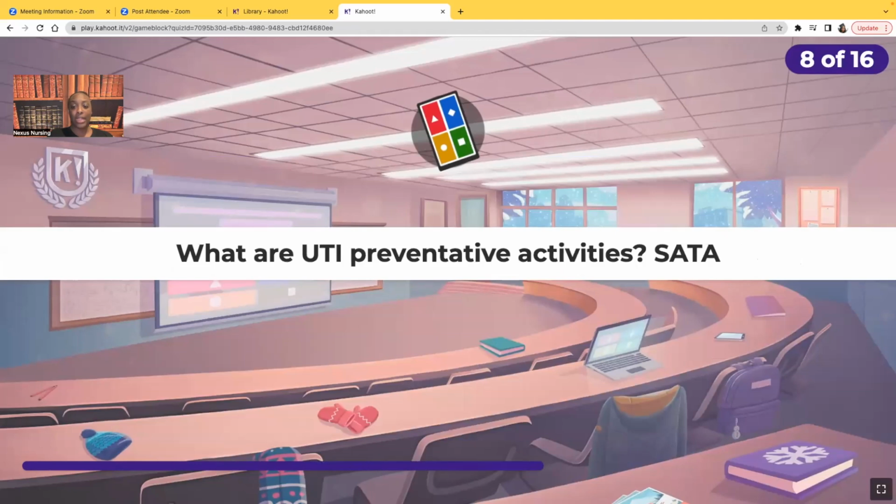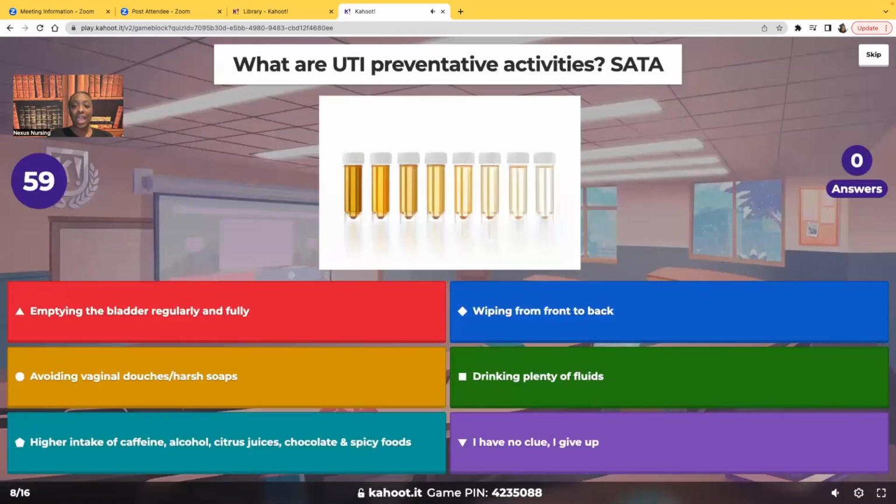Here is another select all that apply. What are UTI preventative activities? Select all that apply. So what can you do to prevent UTIs? Empty the bladder regularly and fully, wiping from front to back, avoiding vaginal douches or harsh soaps, drinking plenty of fluids, taking a higher intake of caffeine, alcohol, citrus juices, chocolate, and spicy foods. Or, you know, Professor D, I have no clue at this point, I give up. What do you guys say? Preventative activities to decrease the risk of UTI.